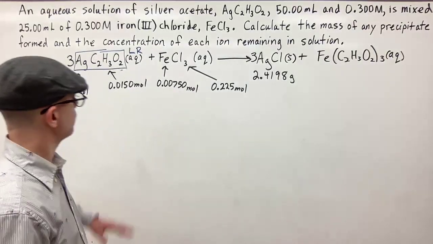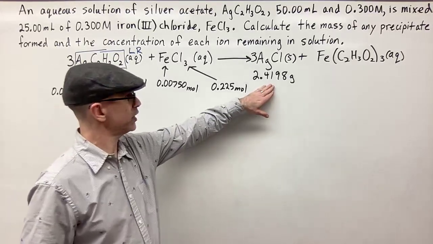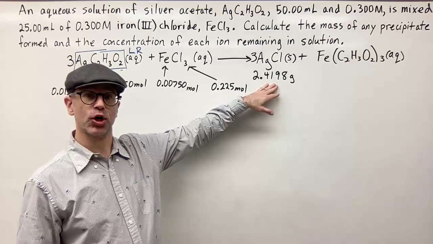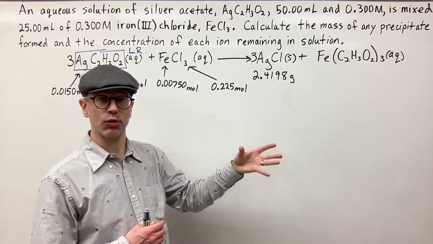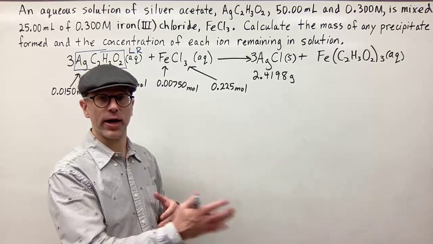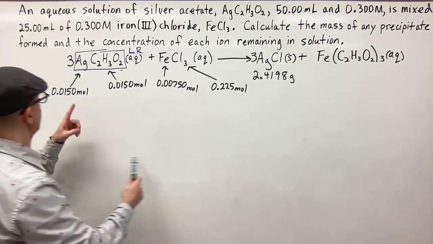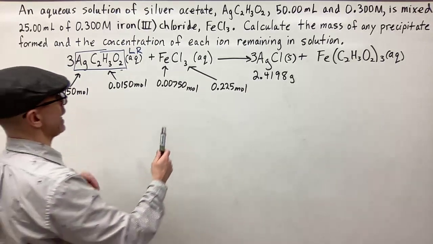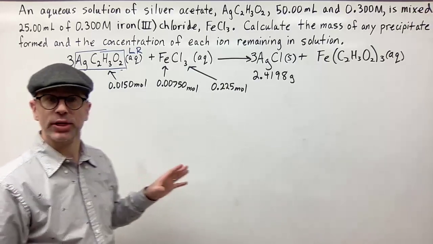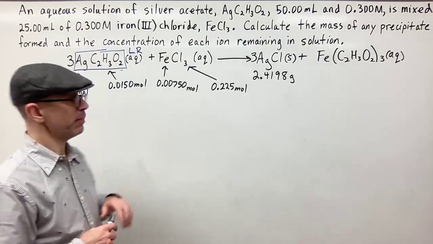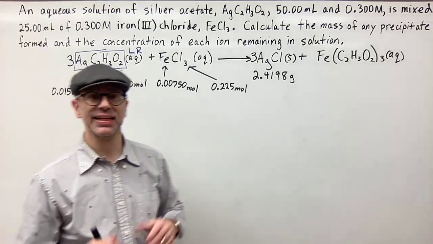Now there's a couple ways you could do this. One way would be I could take the gram amount of my silver chloride and convert it into moles of silver and moles of the chloride ions, and then subtract that mole amount from the silver here and the chloride here, right? But I don't need to do that, right? Because remember, this is the limiting reagent.